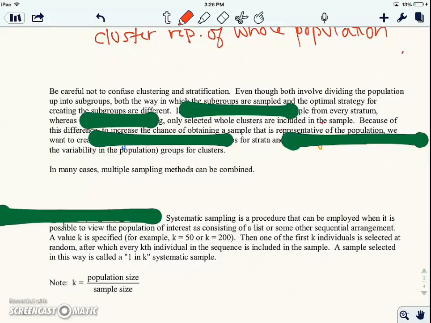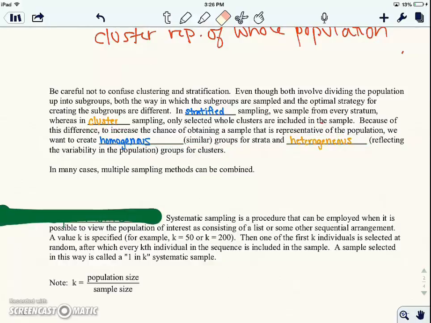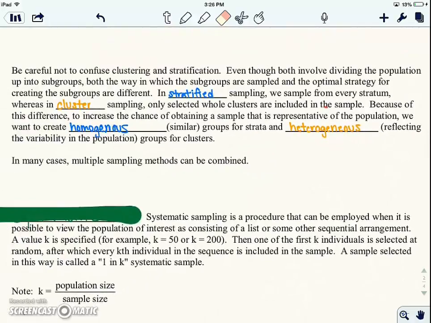Be careful not to confuse clustering with stratification. Even though both involve dividing the population into subgroups, the ways in which the subgroups are sampled and the optimal strategy for creating the subgroups are different. In stratified sampling, we sample from every stratum, whereas in cluster sampling, only selected whole clusters are included in the sample. Because of this difference, to increase the chance of attaining a sample that is representative of the population, we want to create homogeneous groups for strata and heterogeneous groups for clusters. In many cases, multiple sampling methods can be combined. We call this multi-stage, where they do strata and then a cluster inside the strata, etc.